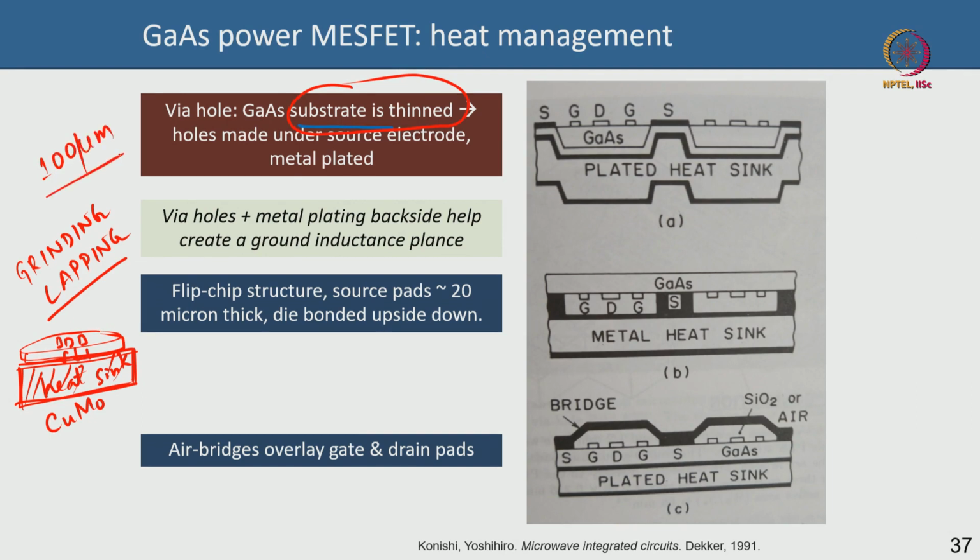Okay, around 50 micron, depends on the technology, 50 to 125 micron. It will be thinned down to something like that, and then it will be put on a heat sink. So in this image you can see that these are the transistors on top, source, gate, drain for instance.